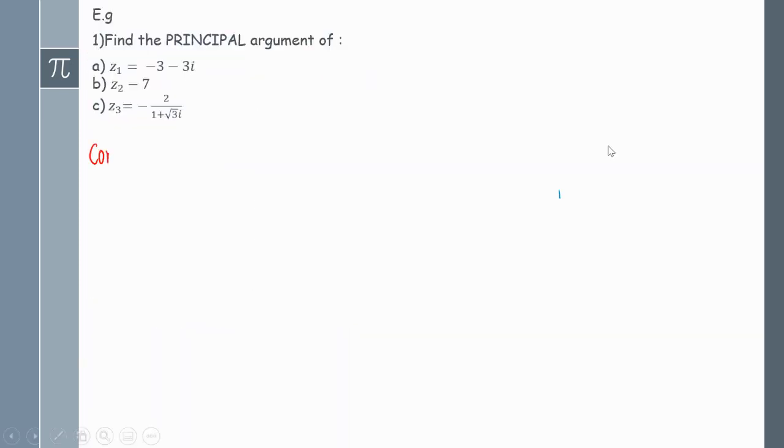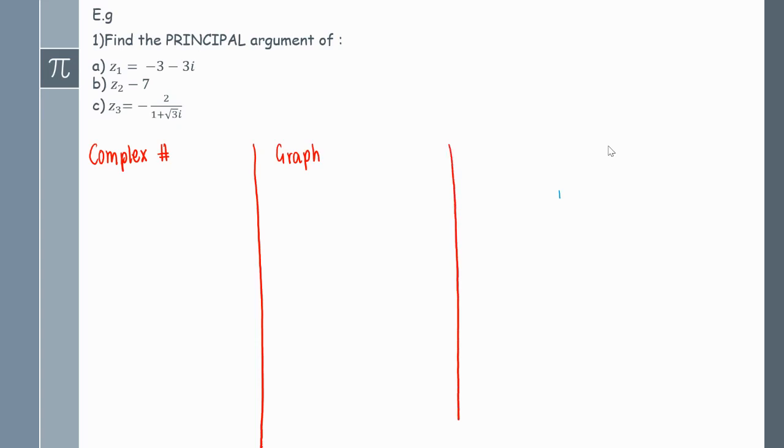Let's have a look at some examples where we're asked to find the principal argument of the following three complex numbers. I'm just going to draw a table with the complex number, the graph of the complex number, and then my working out to find that argument. Now, I like to use the graph and just a little bit of trig to find out my principal argument. Just remember that the principal argument always needs to be represented as between minus pi or minus 180 degrees and pi or 180 degrees.